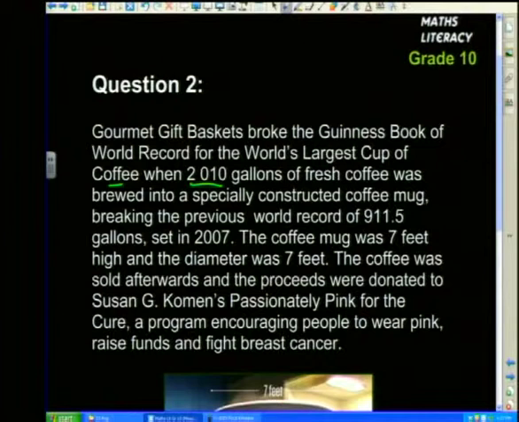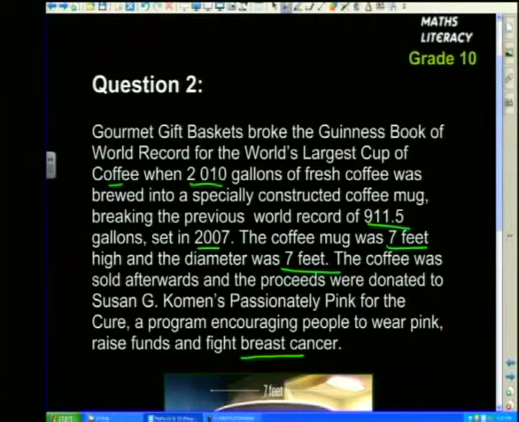2010 gallons of fresh coffee was brewed in a specially constructed coffee mug, breaking the previous world record of 911.5 gallons, which was set in 2007. The coffee mug was 7 feet high, and the diameter was 7 feet. The coffee was sold afterwards, and the proceeds were donated to Susan G. Komen's Passionately Pink for the Cure, a program encouraging people to wear pink and raise funds for the fight against breast cancer.